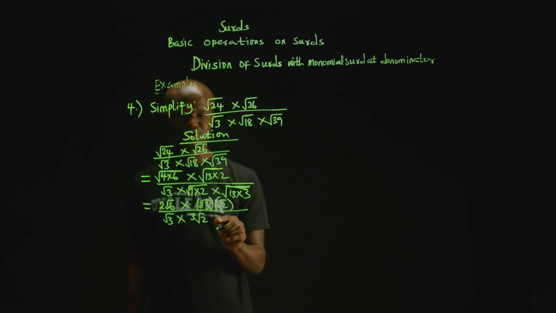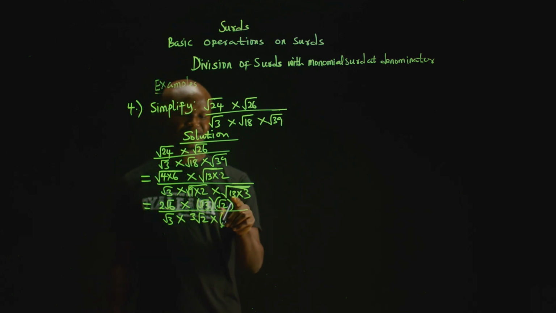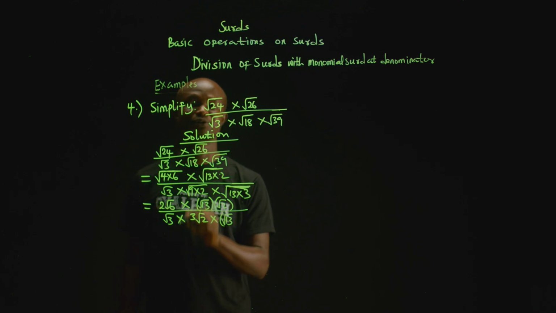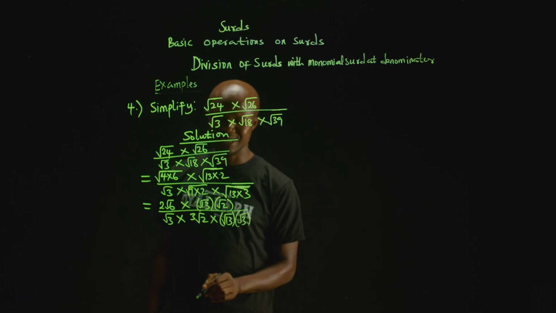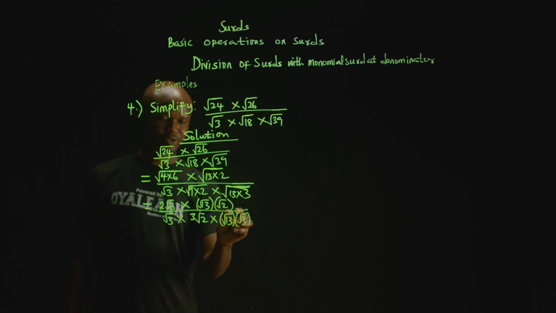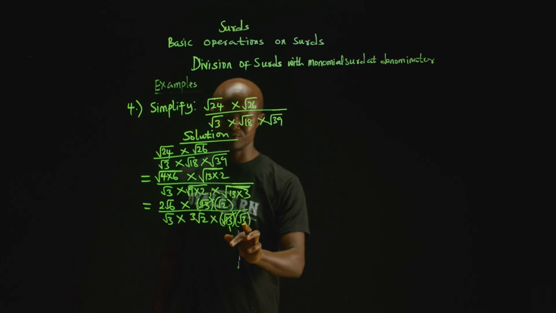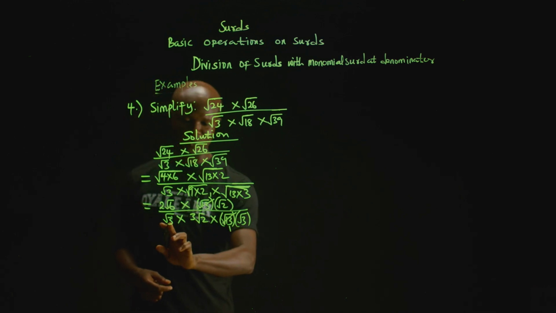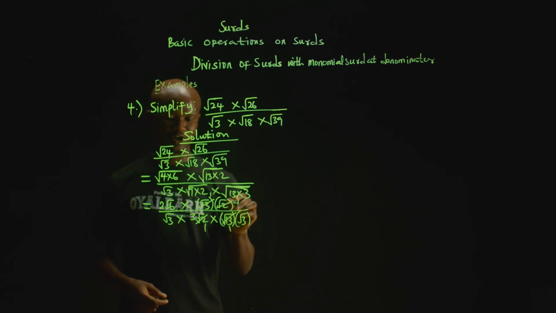Then the next thing to do is to write this root 13 times 3 in product form also, applying the multiplication law of surds. Root 13 times root 3. Now, root 13 and root 13, we have cancelled out root 13. So we have root 3 at the denominator. And also we have root 3 here. Now root 2 here and root 2 here also cancel.